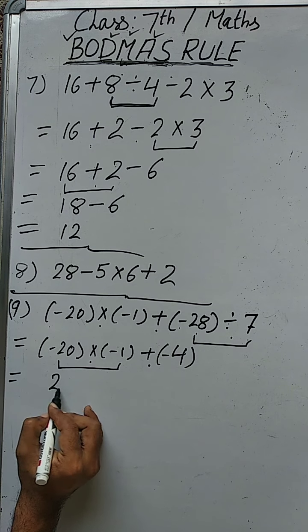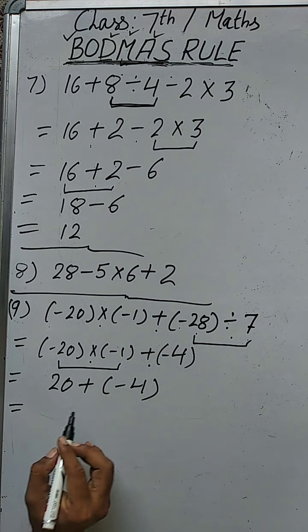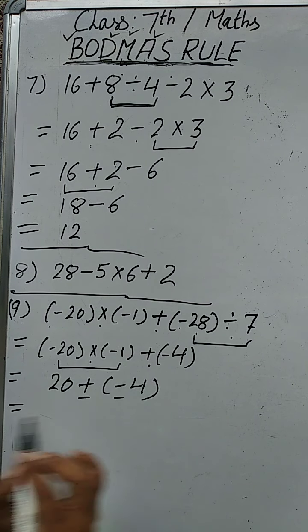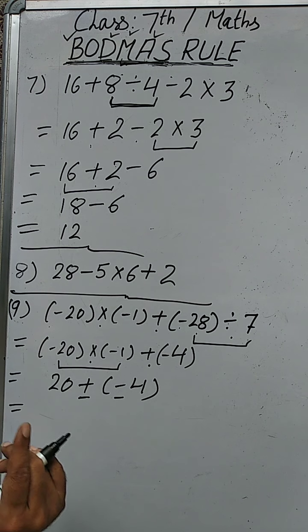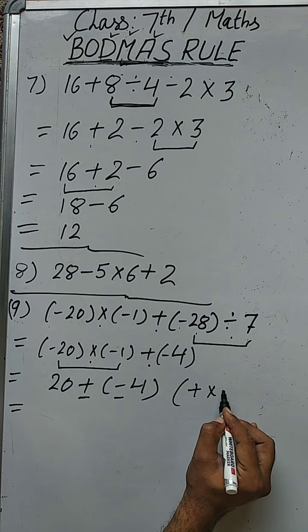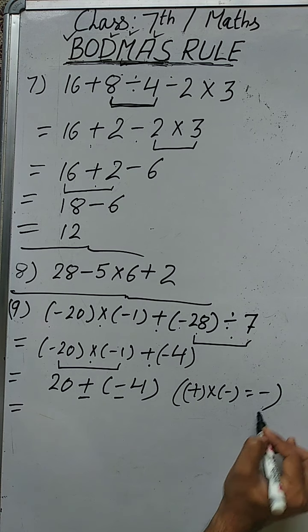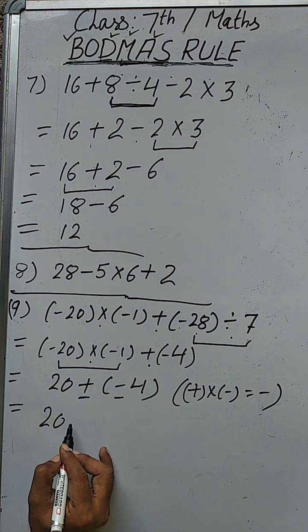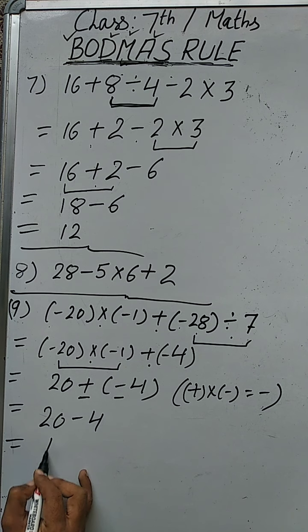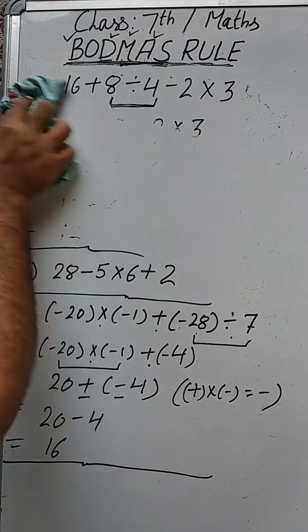20 into 1 is equal to 20 plus minus 4. Now beta, look here. Here is a plus, here is a minus. In the previous video of sign convention, I explained that plus multiply with minus, then you will get minus. So here plus multiply minus, it is minus. 20 minus 4 is equal to 16. Understood beta? I hope you understood this very clearly, and I am moving on to the next question.